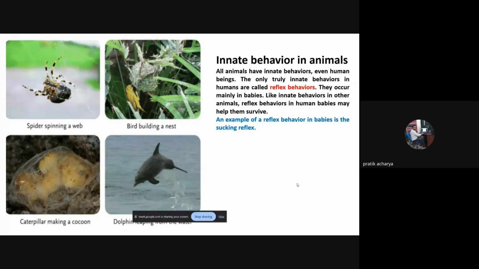In case of insects also, the reflex action is very essential. Otherwise, the insect cannot move away from the predator. If a predator is there, the reflex action repels the insects from the point of predator. So that is very natural and it is without any kind of learning. So this is innate behavior in animals.